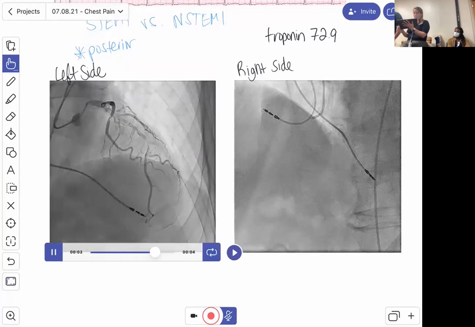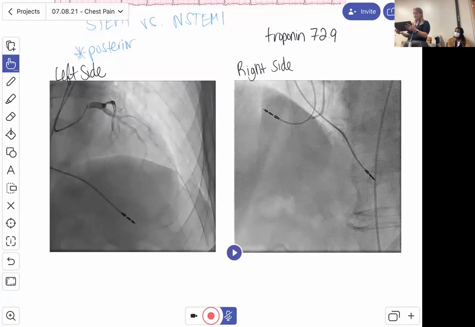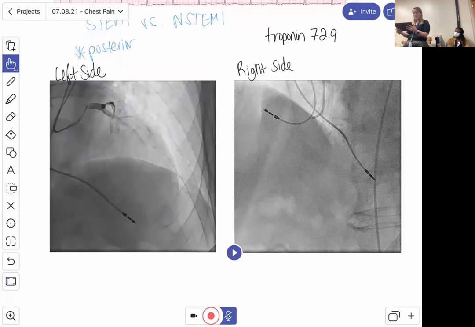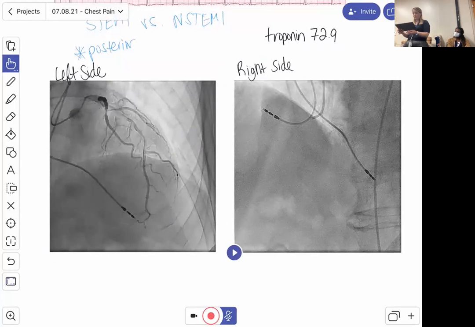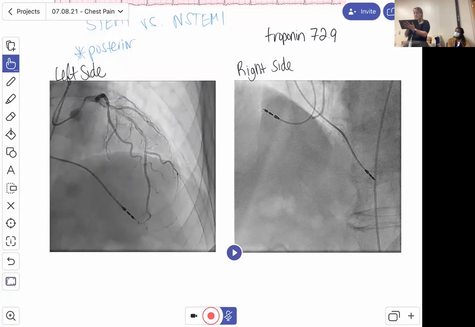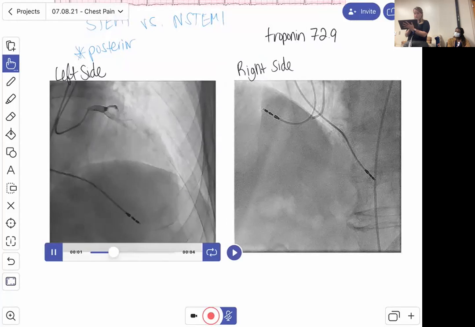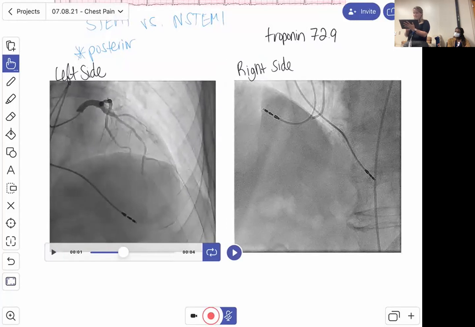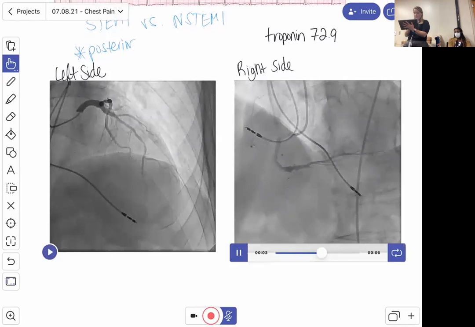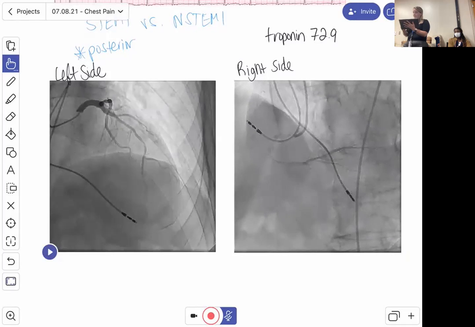So the left side of the system, the LAD here. When we're going for potential STEMI, it is a little more advanced because you're not looking for something that's there, you're looking for something that's not there, right? So that's a total thrombotic occlusion. If you want to trust me, the left side looks good. There is some disease in there. We ended up fixing a few things after the fact, but the left side's fine. So now we're worried about the right.